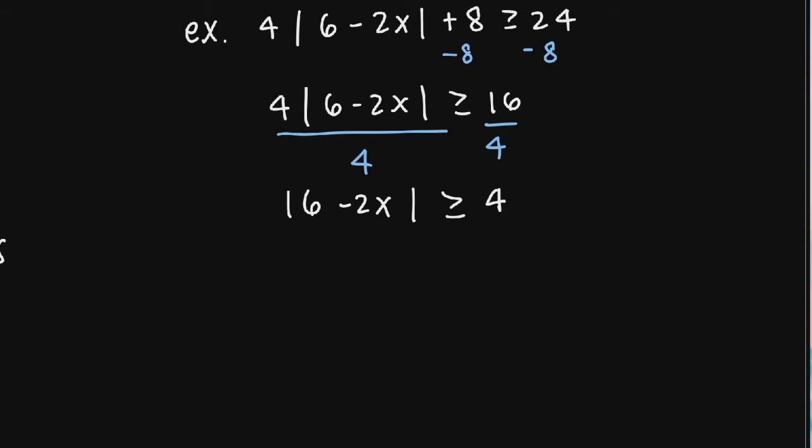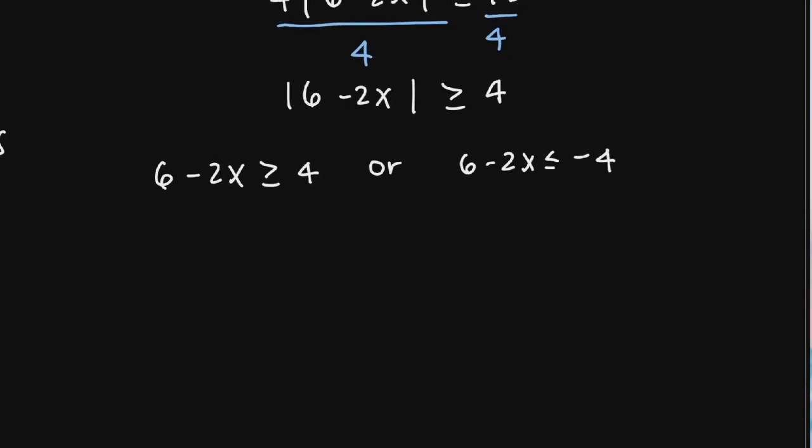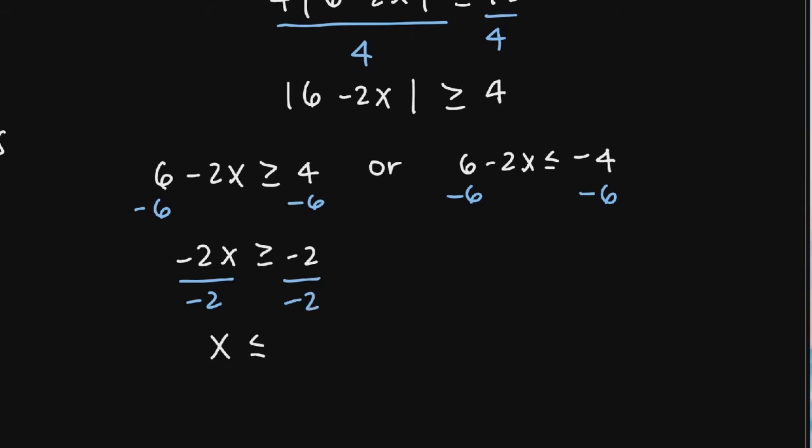So since our symbol here is greater than or equal to, that means we have an "or" inequality. So we have 6 minus 2x is greater than or equal to 4, or 6 minus 2x is less than or equal to negative 4. And then now we're going to solve. So to get x by itself, we have to subtract 6 on both sides. And then we get negative 2x is greater than or equal to negative 2. And then to get x by itself, we have to divide by negative 2. So since we're dividing by a negative, we have to flip the sign. So we get x is less than or equal to 1.